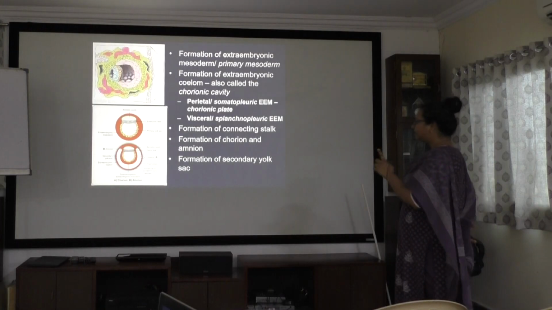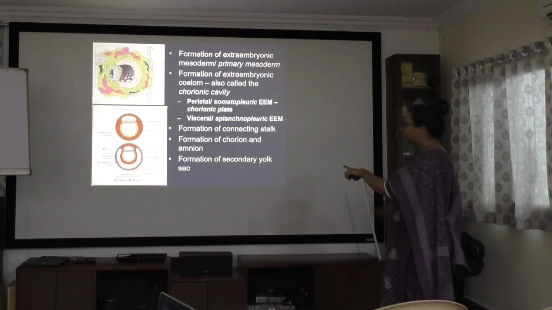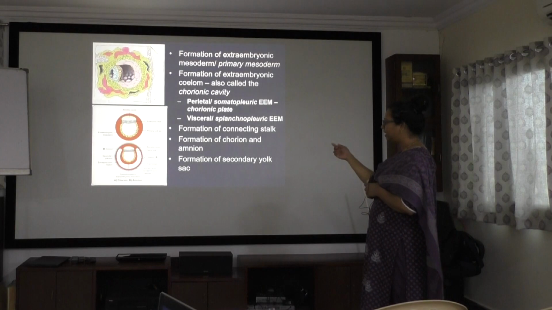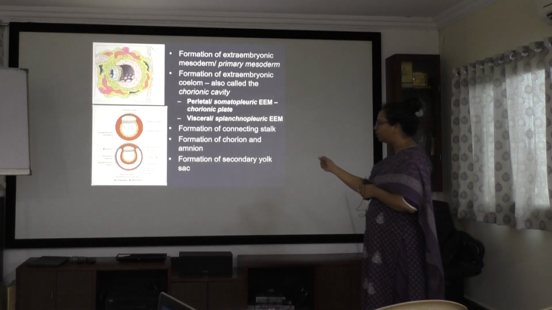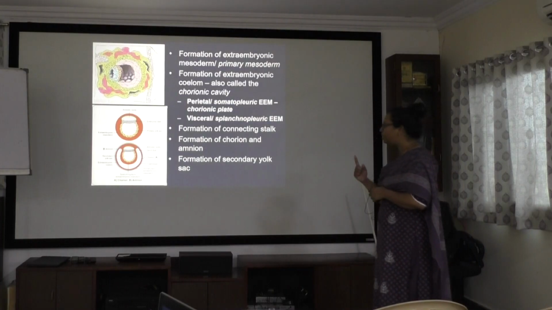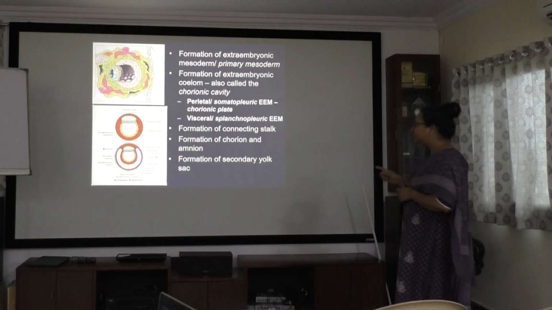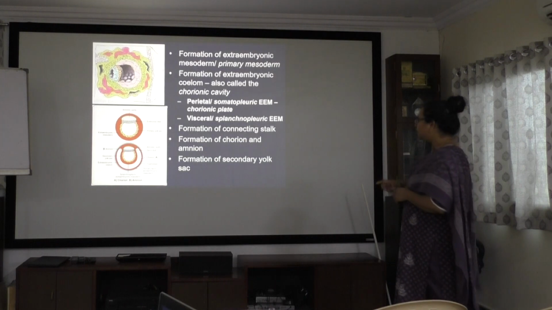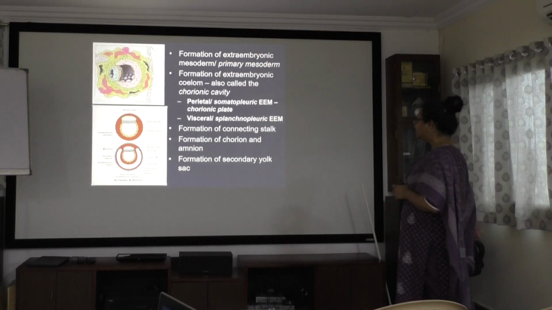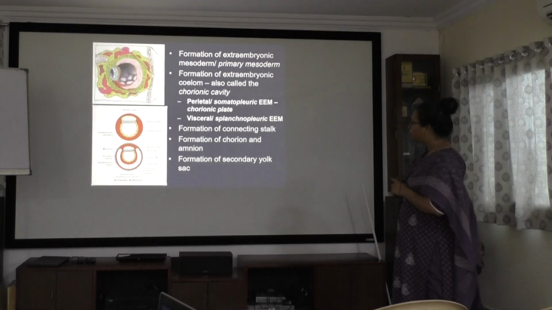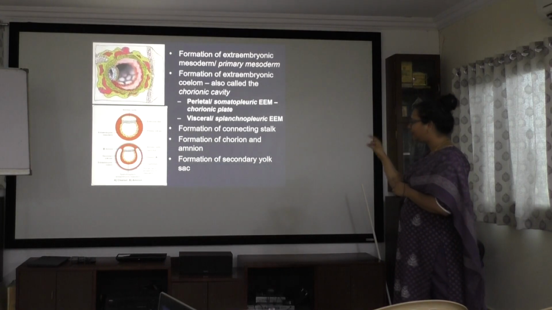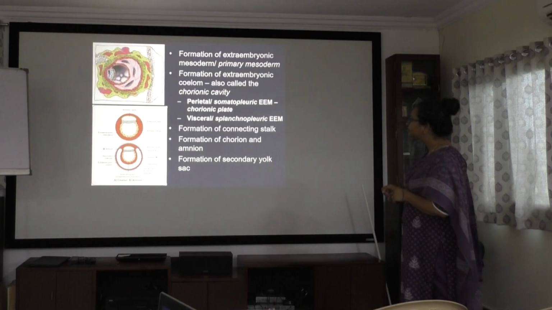Once this extraembryonic coelom is formed, the mesoderm is again divided into splanchnopleuric, which is present outside the yolk sac, and the mesodermal cells lining the trophoblast are called the somatopleuric or parietal extraembryonic mesoderm. This 2-layer formation will result in the membrane formation of the blastocyst. Once the extraembryonic coelom is formed, the yolk sac size decreases and now it is called the secondary yolk sac.